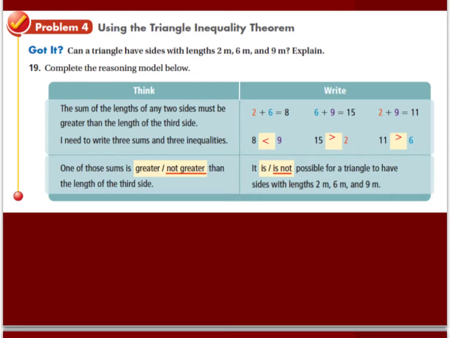So now I want to do the math. And as you can see right here, 8 is less than 9. So one of the sums is not greater than the length of the third side, so it is not possible for a triangle to have sides with lengths 2, 6, and 9. And that's how you use the triangle inequality theorem. It's real simple, not a big deal.